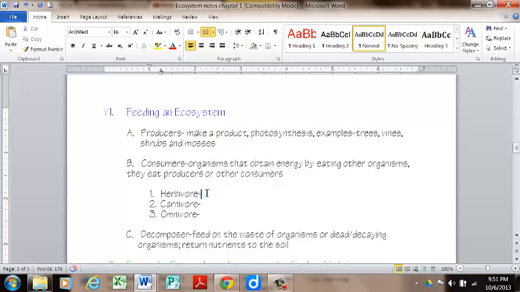The text said that herbivores are plant eaters. Carnivores are meat eaters. And omnivores eat both plants and meat. Going back to the text, it says squirrels, deer, rabbits, mice, and most insects are examples of forest herbivores. Carnivores feed on herbivores and other carnivores.